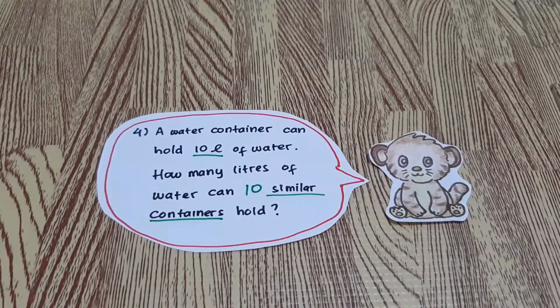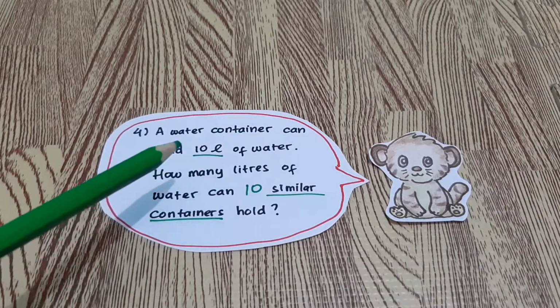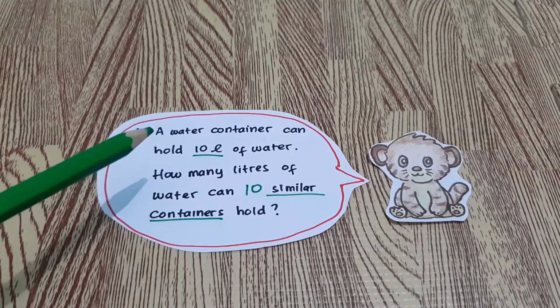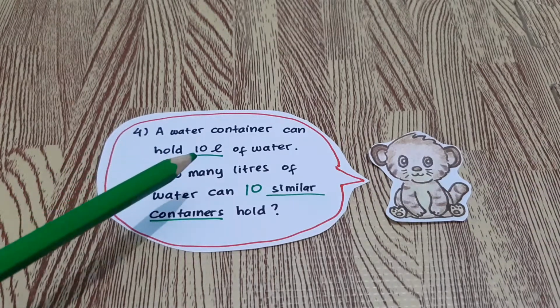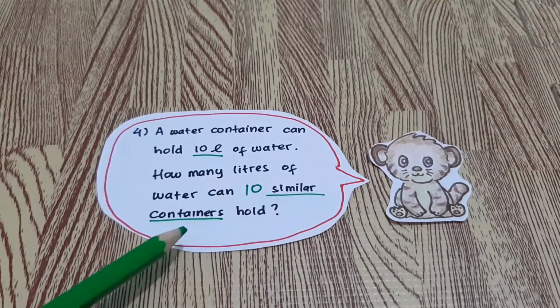Number 4. A water container can hold 10 liters of water. How many liters of water can 10 similar containers hold? This one is almost the same with the previous questions. Now, you know that the word a water container means how many water container? A means 1. So 1 water container can hold 10 liters. Now, if the question is 10 containers, how many liters of water?